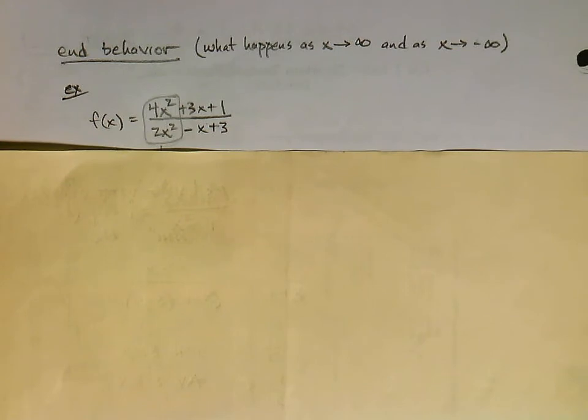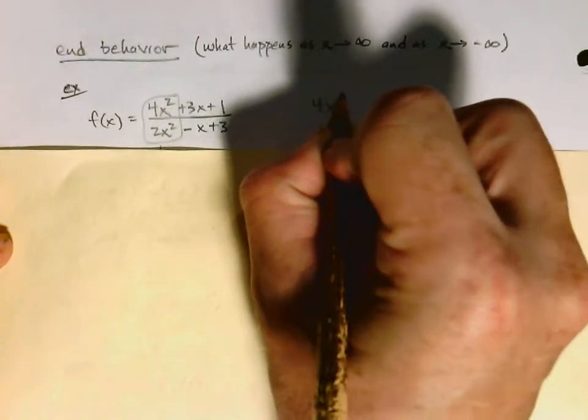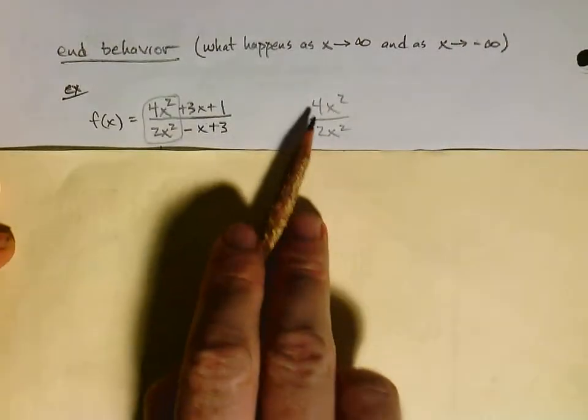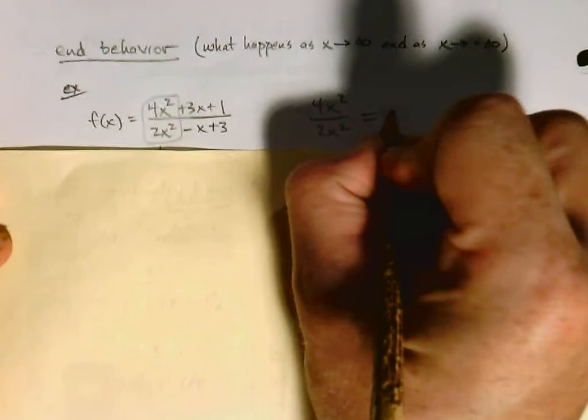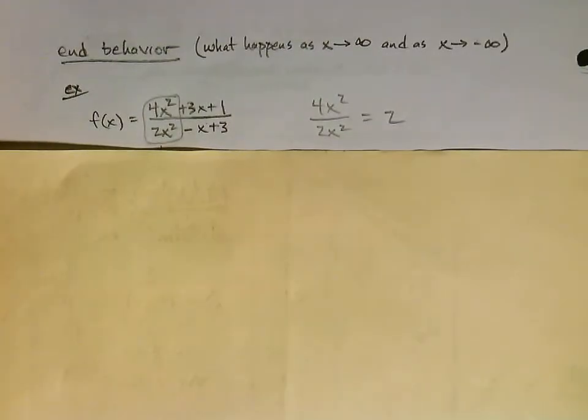And what you can do then is simplify that, right? So 4x squared over 2x squared, well, the x's would cancel and the 4 divided by 2 would just give you 2, right? So it turns out as x gets really, really big, this function tends towards 2.